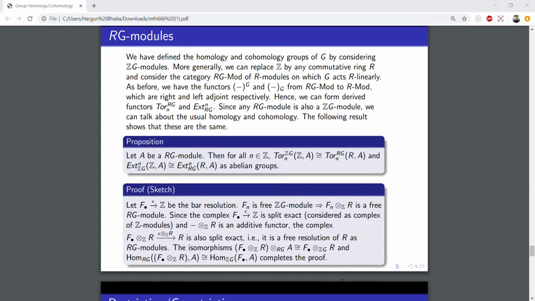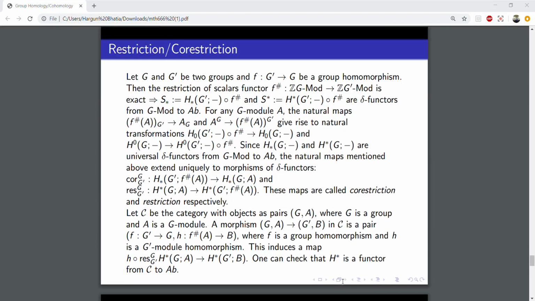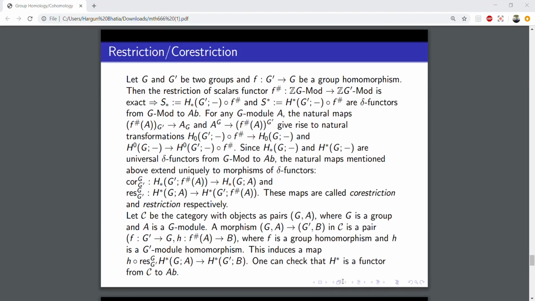So okay, now earlier we have seen how homology and cohomology are functors. They are functors from G mod to abelian groups, and so now what we're trying to show is that actually they are functors in some sense of G as well. If we change G, then there is some kind of functorial relationship.